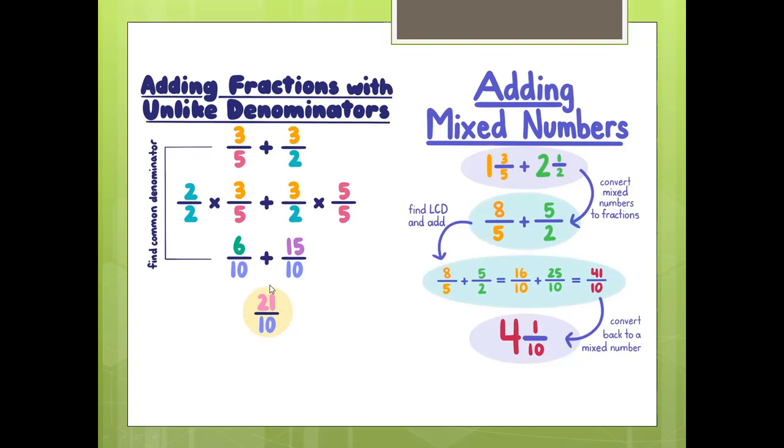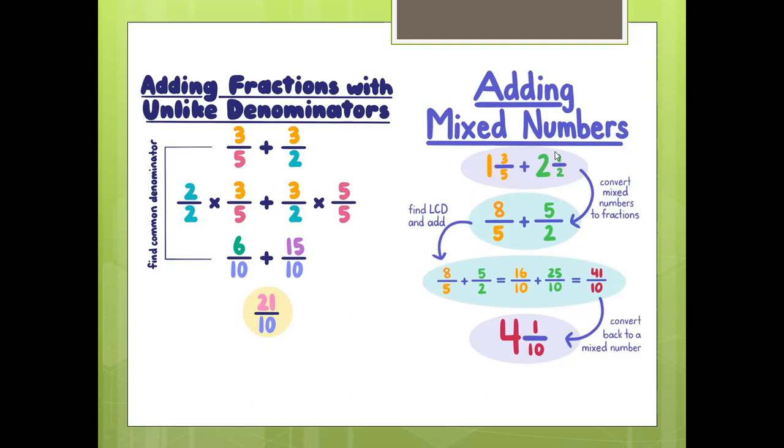Now we have the same denominator, so we are just going to add the numerators. Our numerators would be 6 plus 15 is equal to 21. And since the denominator is the same, we just keep the denominator, which is 10. So once again, when we add fractions with unlike denominators, we need to find their common denominator. These are the two common denominators of the two fractions that we have, 2 over 2 and 5 over 5.